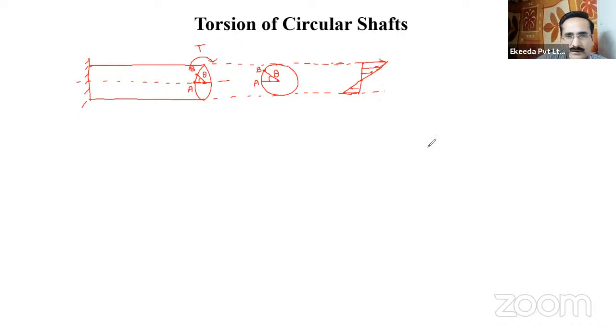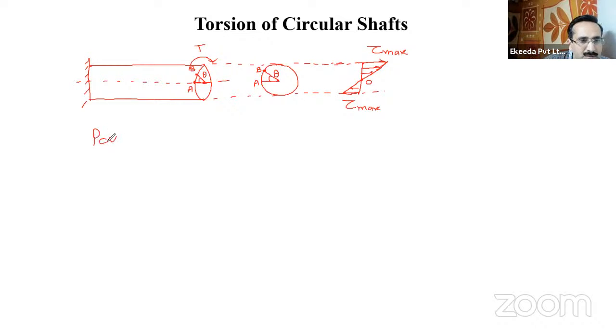So this is the variation of shear stress, and shear stress will be maximum at the outer fiber. This is tau max. Shear stress is maximum at the outer fiber, right? And 0 at the center. At the center point, the shear stress is 0, right? So this is the concept of torsion of the shaft, right? And when the torque is applied, power is transmitted.